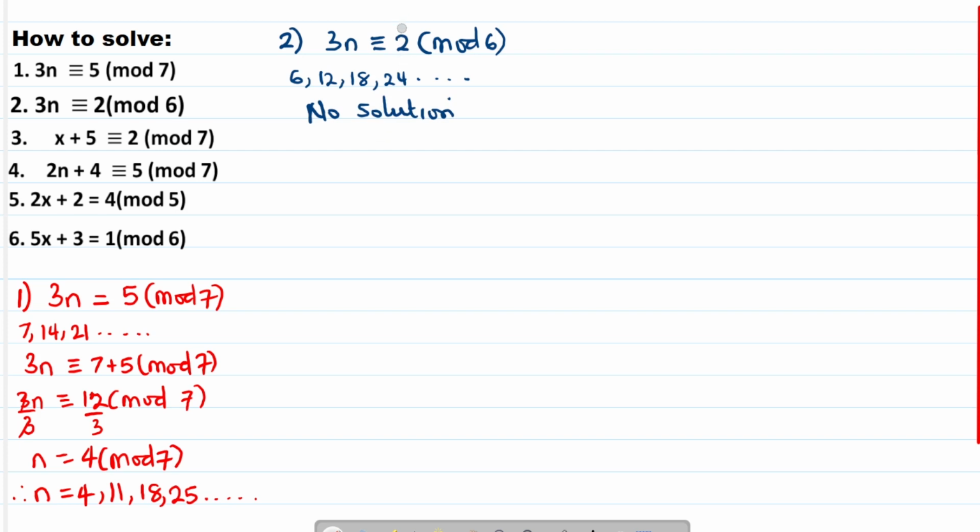And the reason for that is because 6, rather, is a multiple of 2, or 2 is divisible by 6. Whenever we have such questions as this, where the remainder or the residue here is divisible by the mod, then there will be no solution.